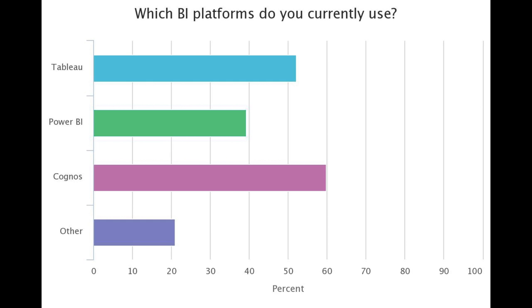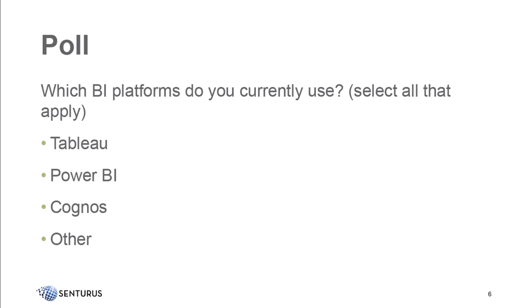All right, I'm going to close this out and share the results. So get an idea of what your audience looks like here. Half of you are using Tableau, about 40% Power BI, a full 60%, almost two-thirds, using Cognos, and 21% using other. If you have any comments you want to provide to flesh out the other, you can always put that in the question log too. We're always interested in seeing that stuff. All right, so thank you for getting interactive with us.